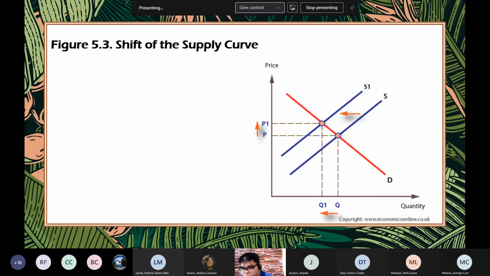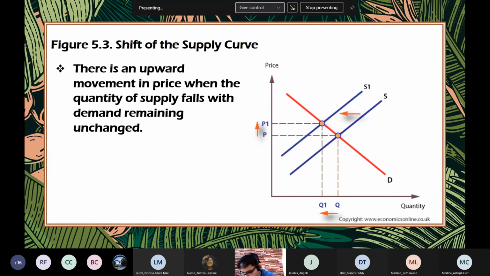Okay. Shift of the supply curve. Kindly read. Encarnacion, kindly read. Diyan ba siya? Encarnacion, number one. Encarnacion, number two. Wala. Mukhang nakatulog siya. Ayan, yan, yan. Kindly read. Okay, thank you. Narinig ko na may sinabi niya. Okay.